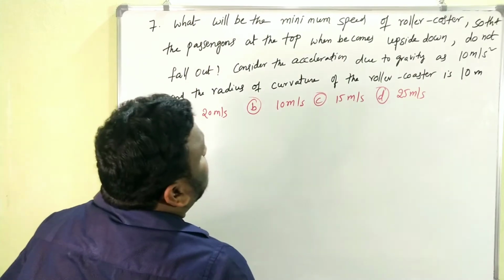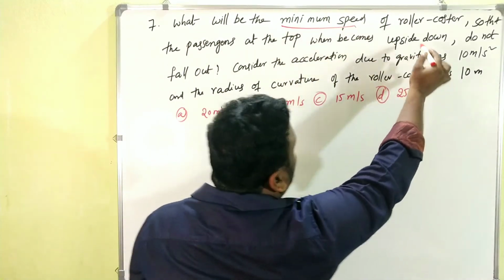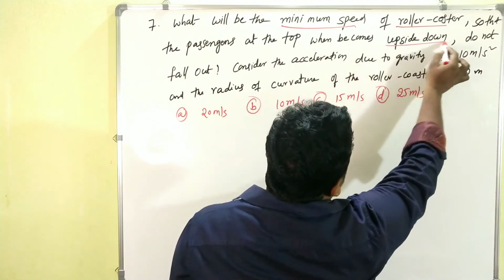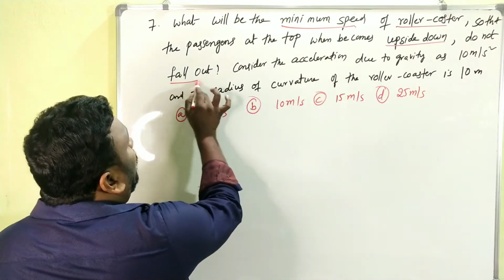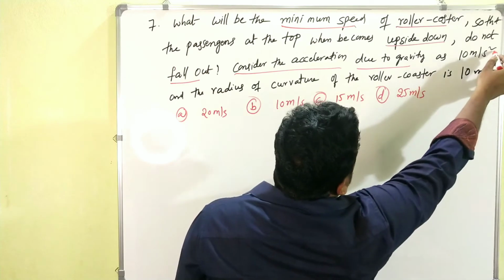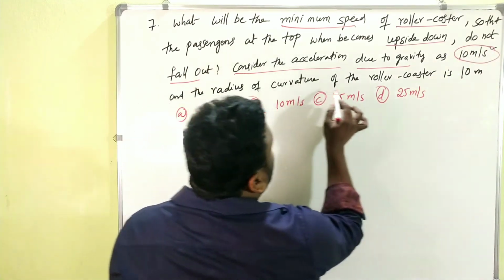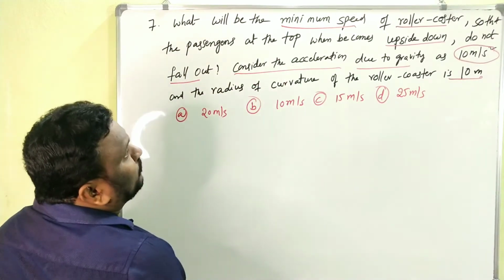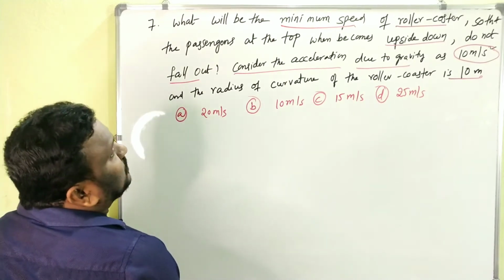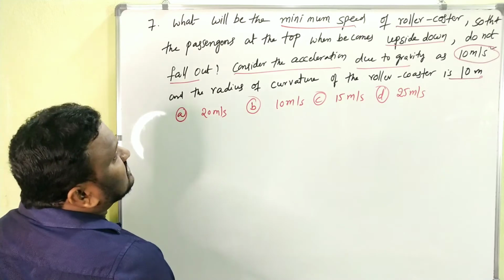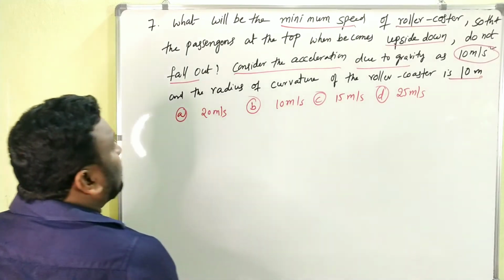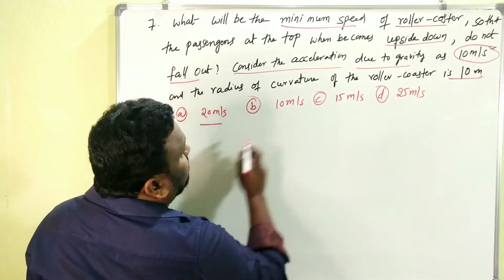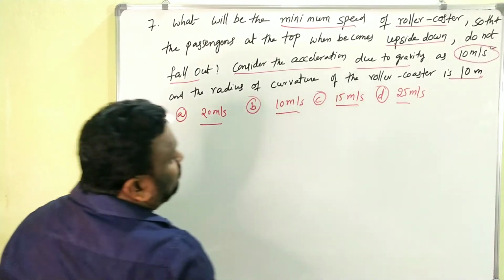What will be the minimum speed of the roller coaster so that the passengers at the top, when upside down, do not fall out? Consider the acceleration due to gravity as 10 meter per second square, and the radius of curvature of the roller coaster as 10 meters. The options are 20 meter per second, 10 meter per second, 15 meter per second, and 25 meter per second.